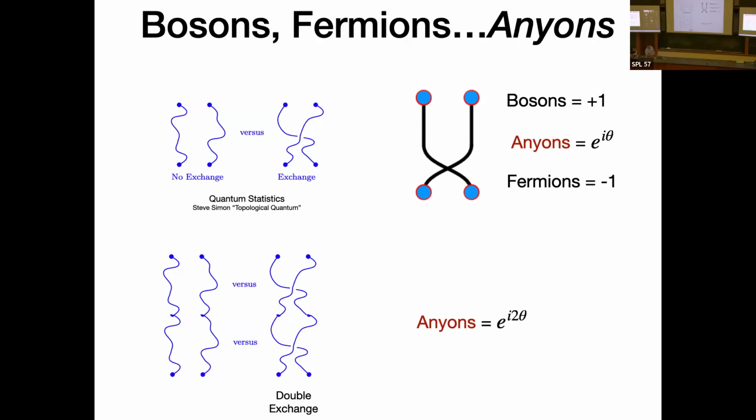Why do you say the double exchange is a braiding? Why didn't you say that for the single exchange? If you like, I will call the single exchange braiding. Also, I don't have a strong opinion.